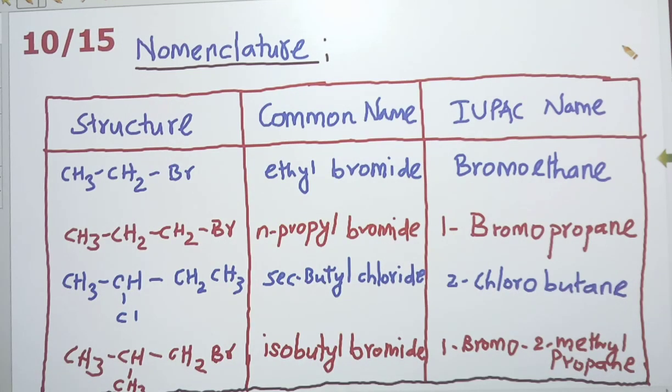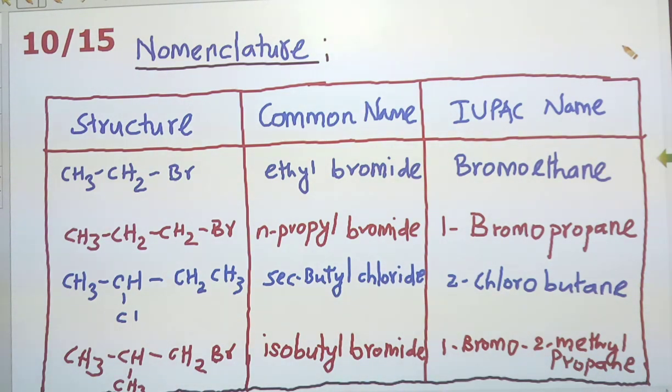Let us see the nomenclature of haloalkanes and haloarenes. Here I have given some of the structures, common names, and IUPAC names in a table. When we go for the first structure, CH3CH2Br, the common name is ethyl bromide. In IUPAC name, bromoethane.